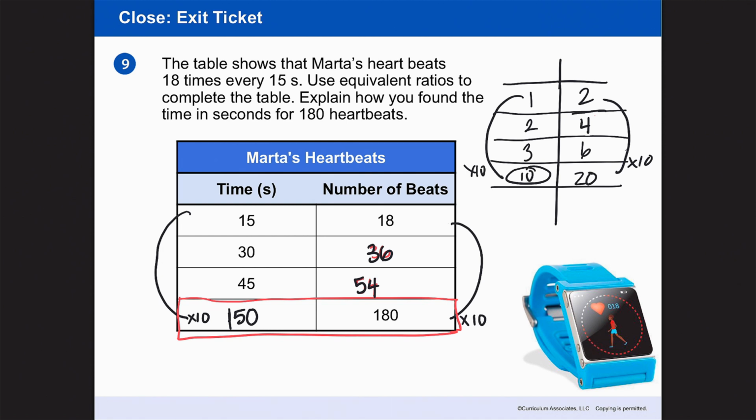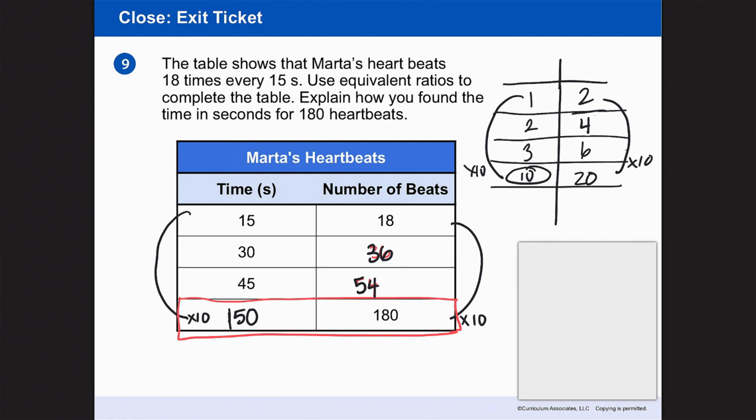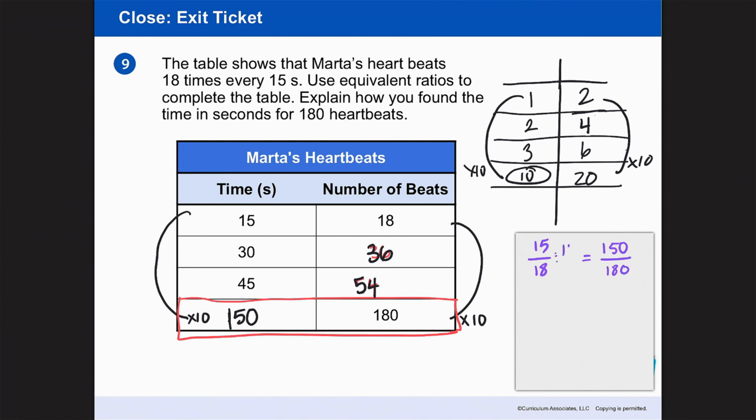And then you can see at the very top how I can compare my answers to make sure they're the correct ones. Just like in the watch example, 15 to 18 was the same as 150 to 180. You can see I multiplied that by 10 on either side. And then in this crazy example right here, you start off with 1 to 2 and then you end up with 10 to 20. What are we doing here? We're multiplying by 10 on top and bottom.